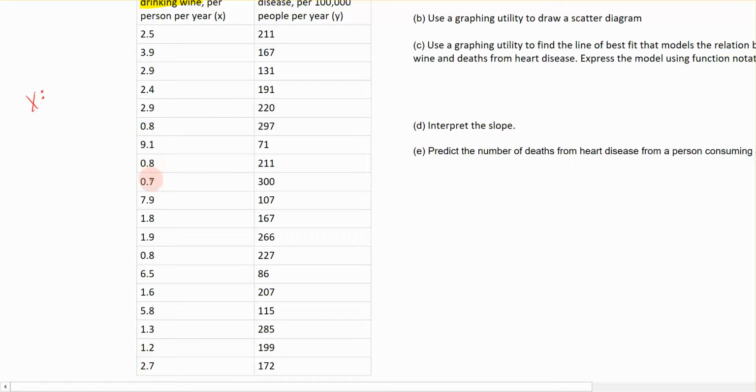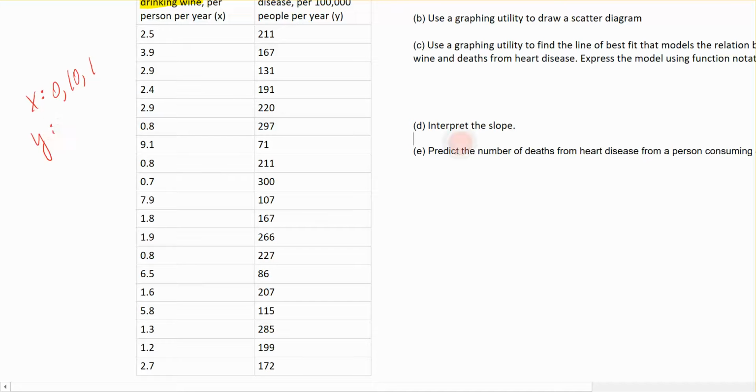The smallest value I have is 0.7, so I'm going to start with x being 0, and the largest value that I see over here is 9.1. So I'm going to look along the x-axis for values between 0 and 10, and I'm going to leave the scale by 1.